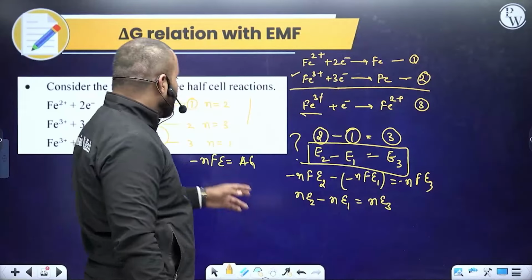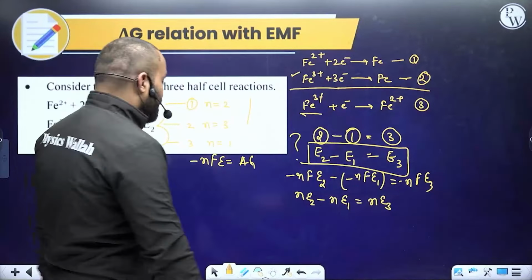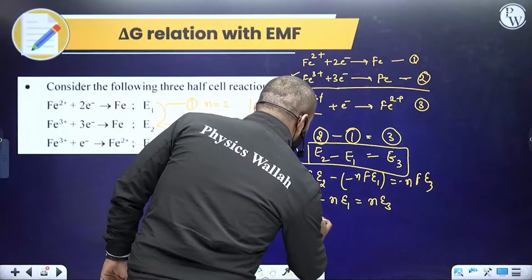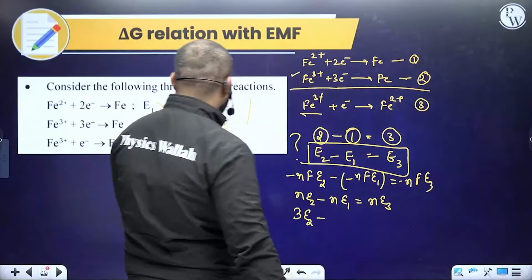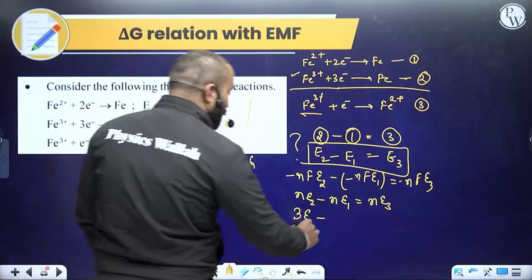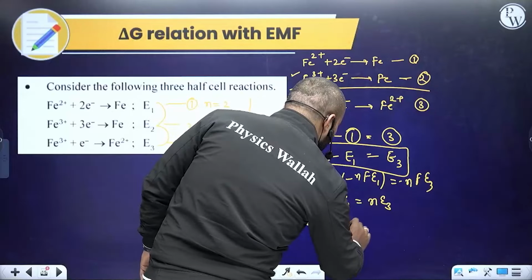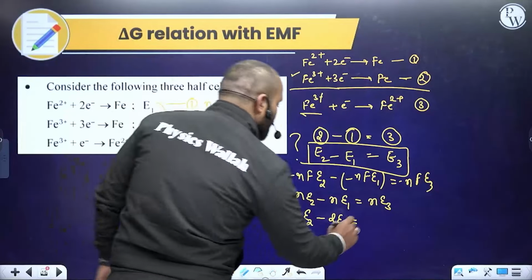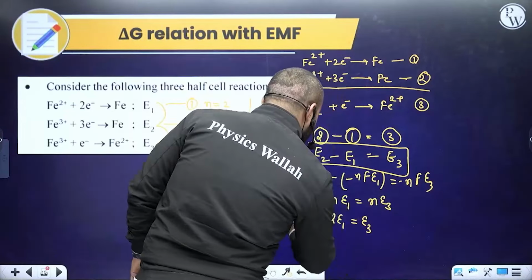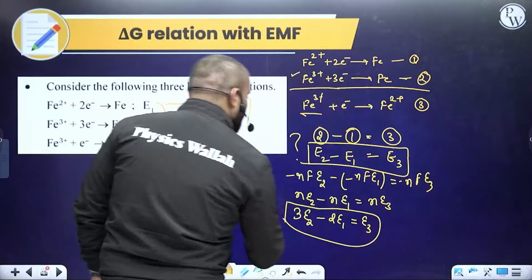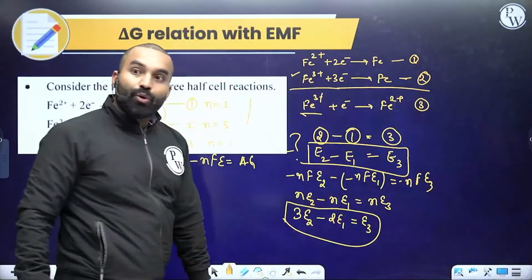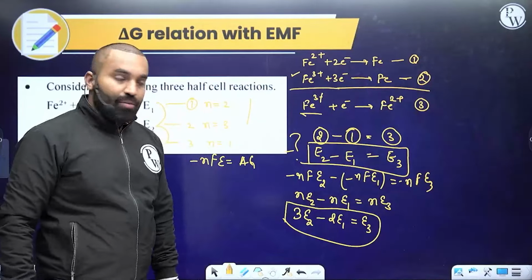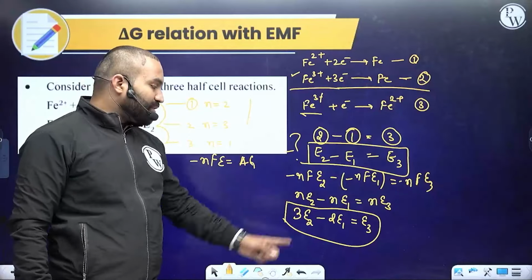How many n in E2, second? 3. 3 times E2 minus how many in the first case? 2. 2 E1. How many in the last case? Just 1. Do you see that? What we were originally doing, that is wrong, because electrode potentials are not additive in nature, but delta G is.